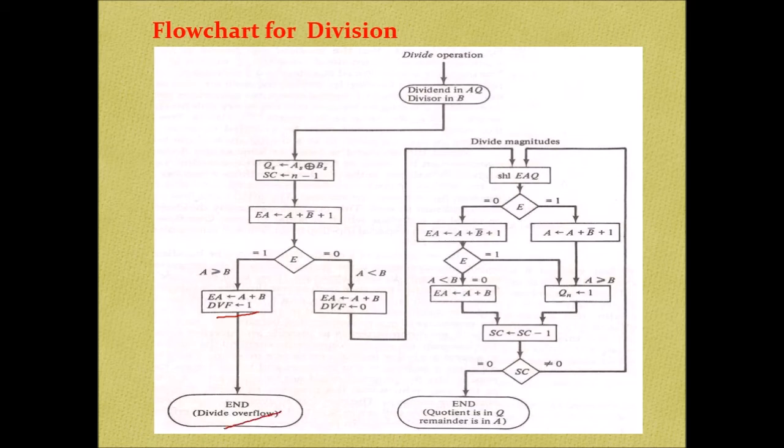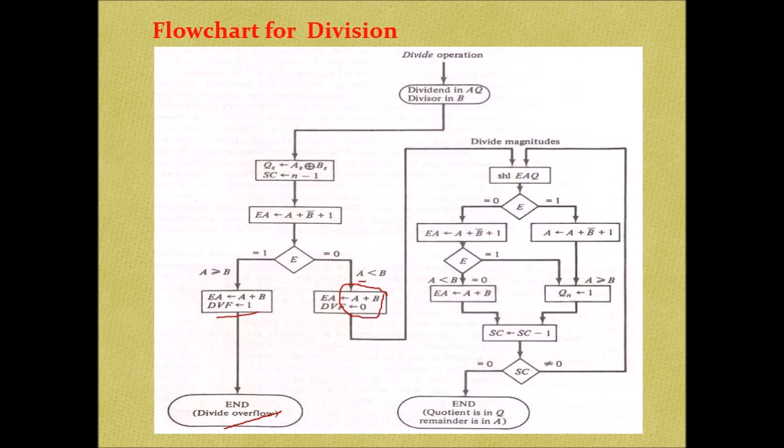So now if E is equal to 0, that means A is less than B. A is nothing but the higher bit positions of the dividend. If it is less than B, after that we will again perform A plus B, and here the divide overflow flip-flop is now low. That means no overflow. That means the division operation can be performed. So to perform this division operation, we require the total dividend. That's why here the addition is performed.